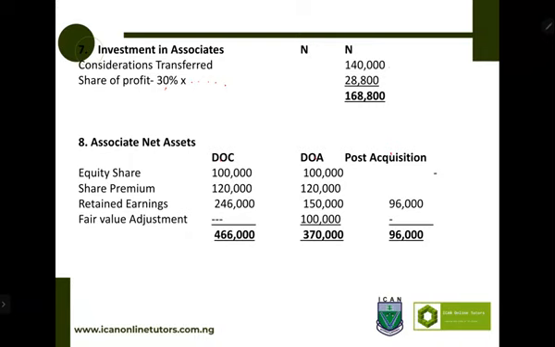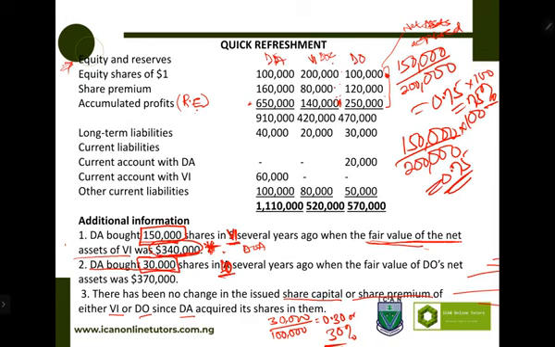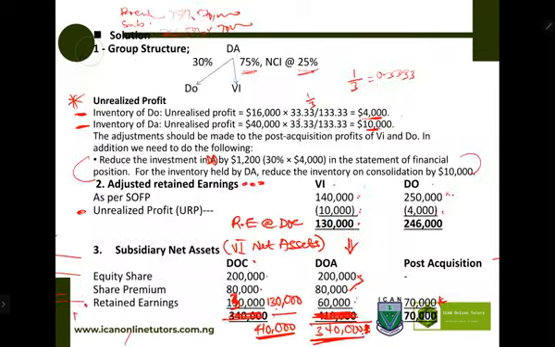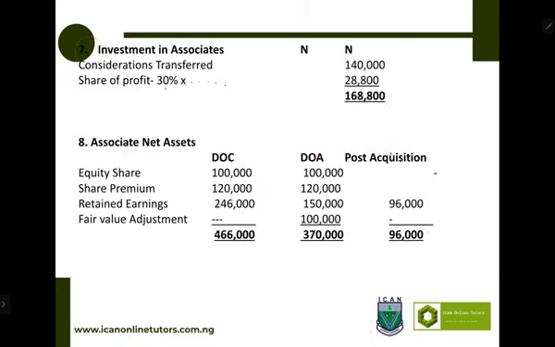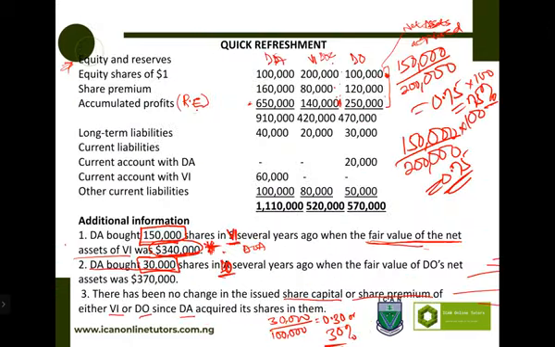You have your DOC, you have your DOA, you have a post-acquisition. There's no changes in share capital, remember. So equity share of associate, this is the equity share of associate, 100 and 120 respectively. Retained earnings of the associate as at date of consolidation. Go there, you will see it. Retained earning as at date of consolidation is 250,000, right? But hold on, go and check for the adjustment.